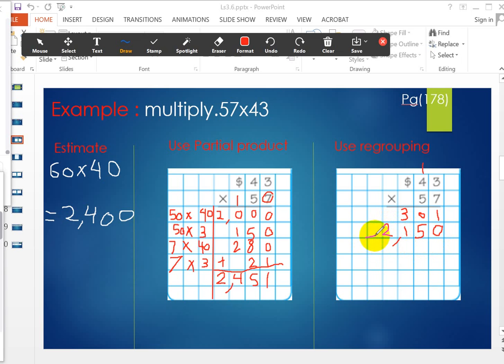Now I will add the numbers to find the final answer. 1 plus 0 equals 1. 0 plus 5 equals 5. 3 plus 1 equals 4. There is no thousand, so it will be 2,451, the same number.